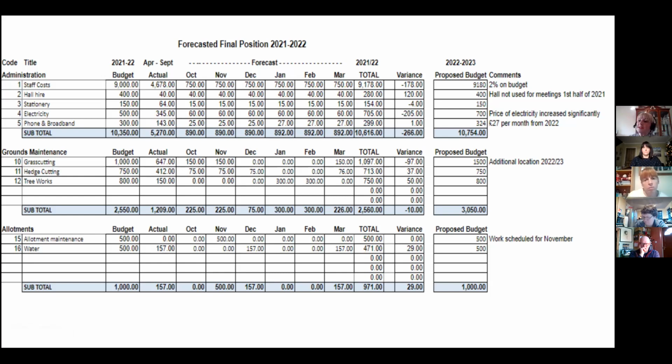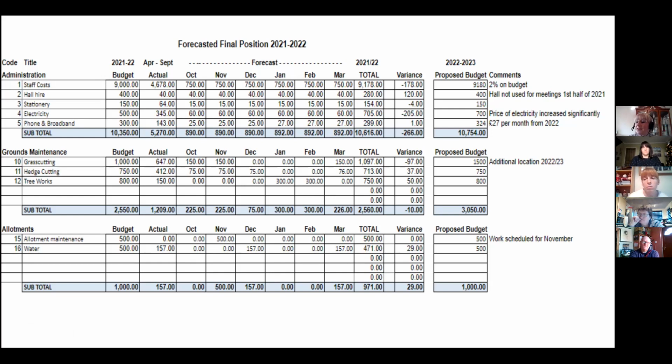It is possible, of course, that you may have underspent on your budget. My hall hire was budgeted at £400, but due to COVID, it wasn't used for the first half of the year. Therefore, my forecast for next year will still remain high at £400.